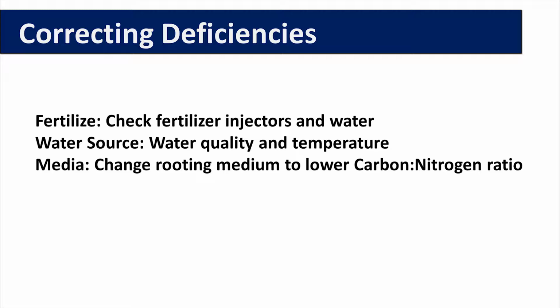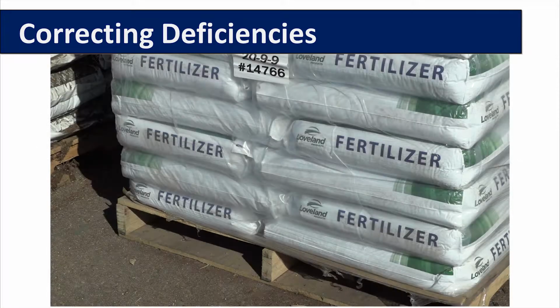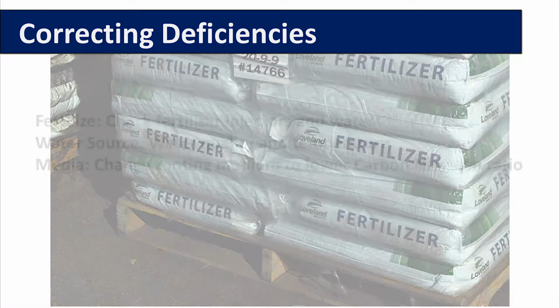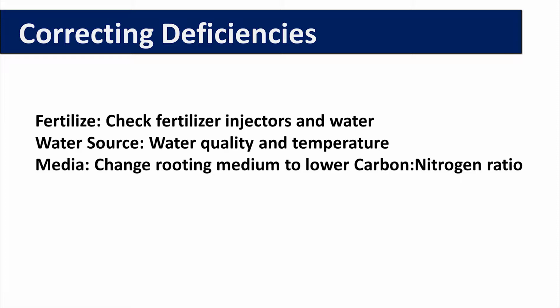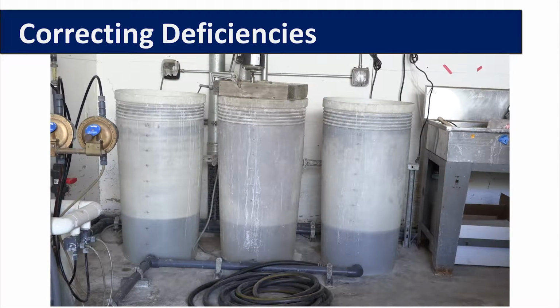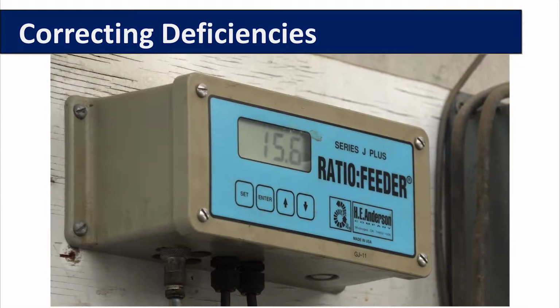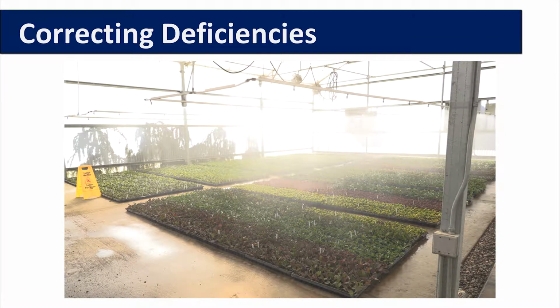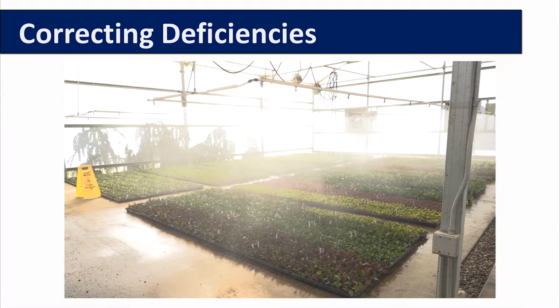Now, how are deficiency symptoms corrected? Firstly, you could fertilize. If you are not fertilizing, then adding nitrogen with fertilization is definitely needed. If you are injecting fertilizer into the irrigation system, make sure your stock tanks are full and that the fertilizer is properly mixed in the stock tank. Check that the injectors are operating properly. Also, check your water source. If the water is too cold, oftentimes fertilizer mixing does not occur correctly because the fertilizer precipitated out. Also check water quality parameters such as salinity and pH.